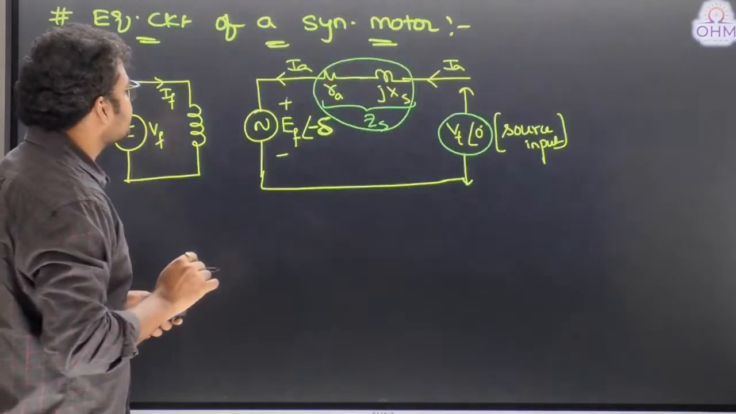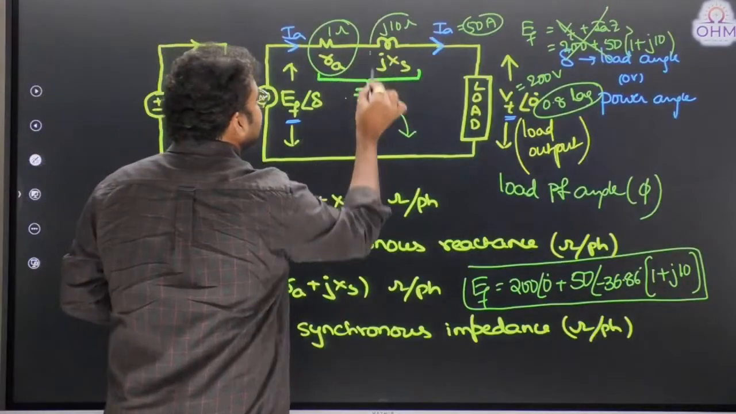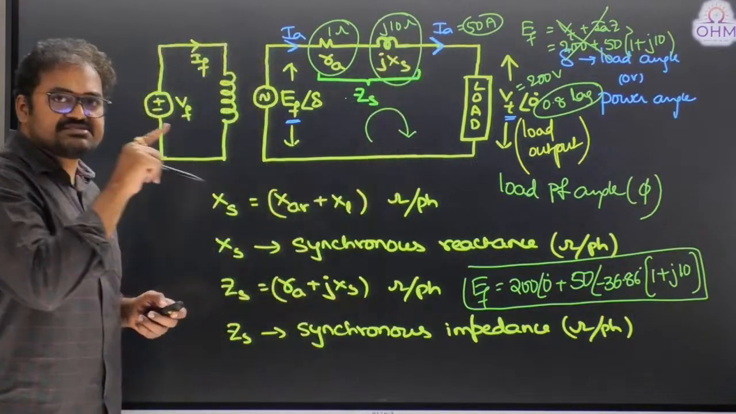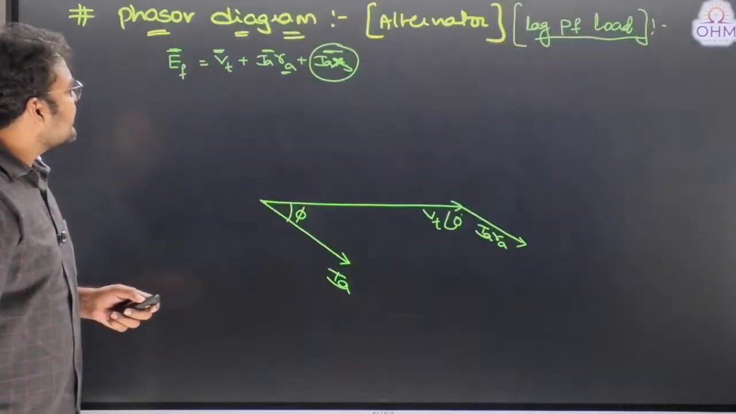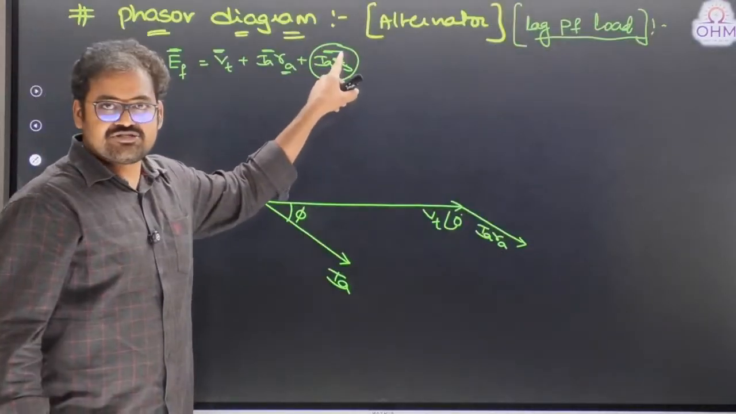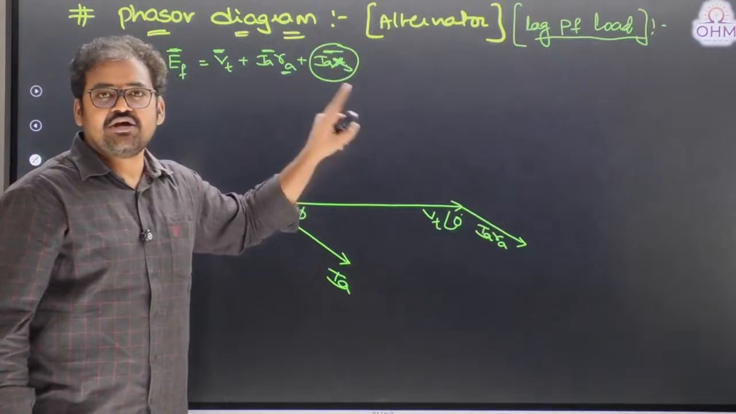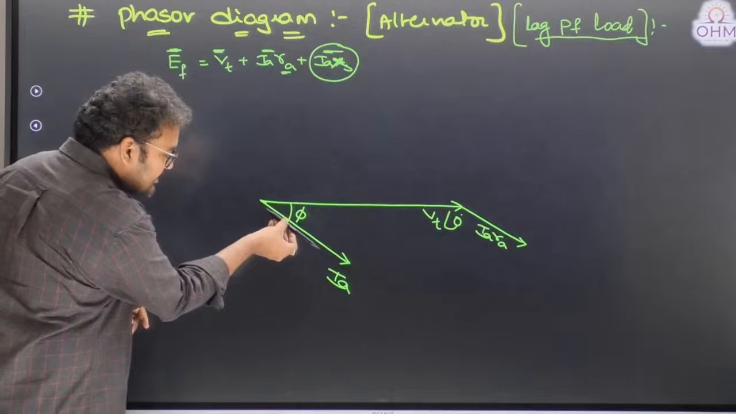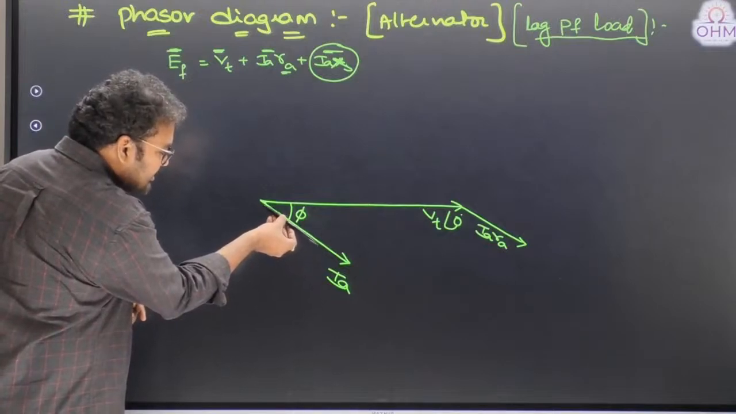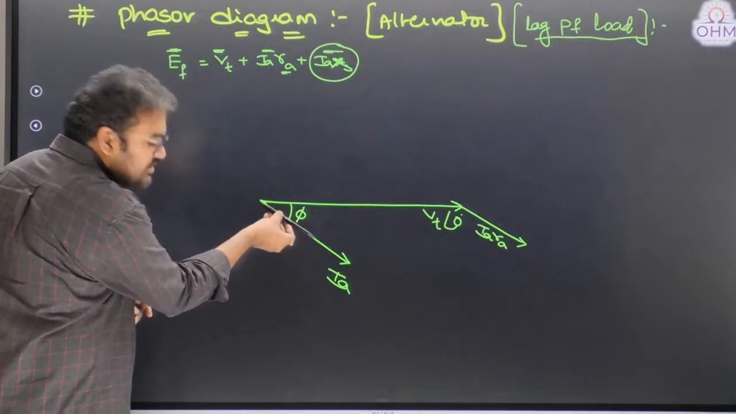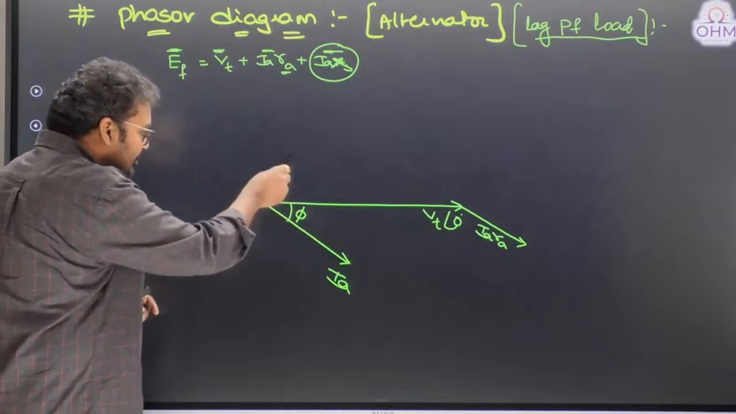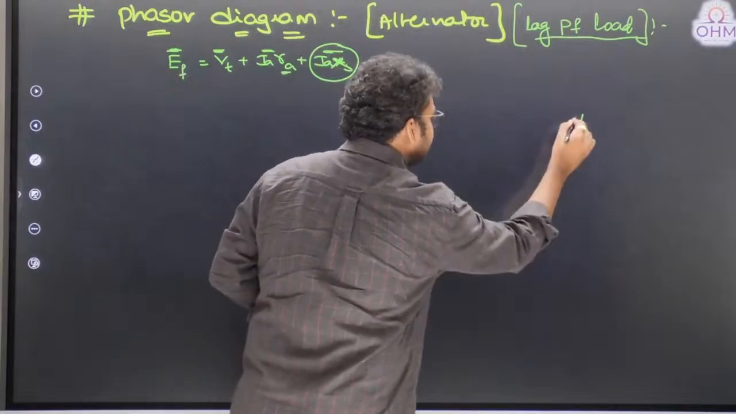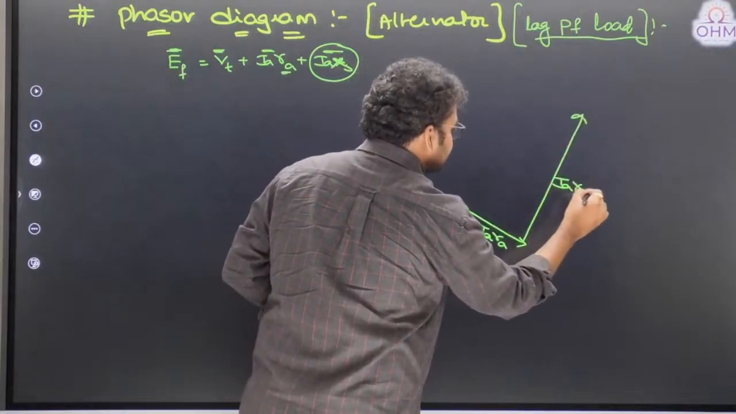What is meant by Xs? Remember, Xs is an inductive reactance. As Xs is an inductive reactance, Ia Xs is an inductor voltage. And we know in an inductor, voltage will lead the current by 90 degrees. So therefore, this is current. Now Ia Xs will lead this current by 90. Leading means anti-clockwise by 90 degrees. Draw that here. This is Ia Xs.